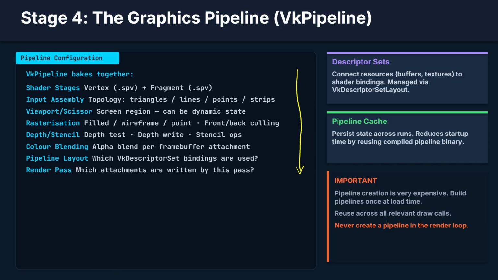Now let me help you understand the graphics pipeline. Like I mentioned, there could be a number of pipelines. The basic object of the pipeline is VK pipeline. VK pipeline takes different states like shaders, input configuration, rasterization, blending, anything like that. This VK pipeline bakes everything together into a GPU object.